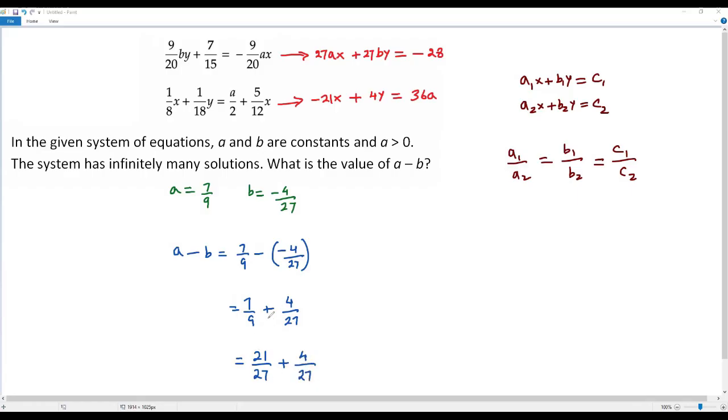Okay, here I got the same denominator for both the fractions. We can take 27 as a common denominator. Now we can add the two numerators. I'm getting 21 plus 4. Okay, here when I add 21 and 4, I am getting 25 in denominator 27. Okay, here I got the value of the expression a minus b, that is 25 over 27.